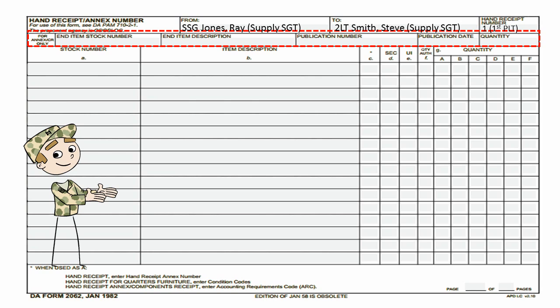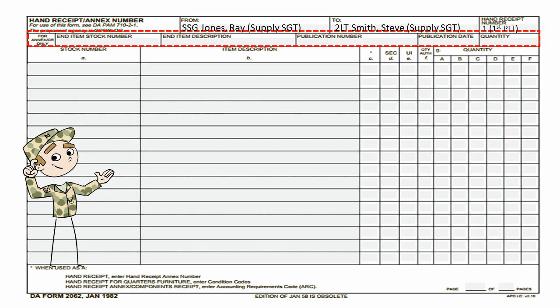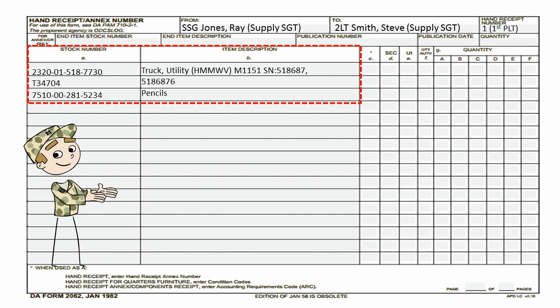The next set of blocks helps to indicate the information of the specific end item. This is only used when using the form as a component listing or a shortage annex, so we will talk about these blocks next time. Now for the meat of the form, the area where you designate what is to be lent or issued. In block A, you must input the NSN of the item. If it is an end item, I also suggest you enter the LIN, but this is not mandatory.